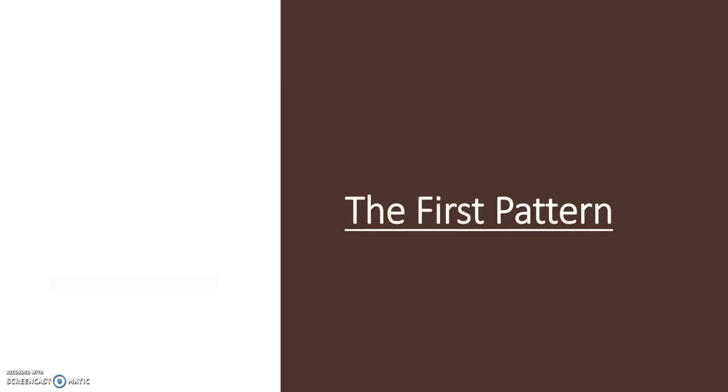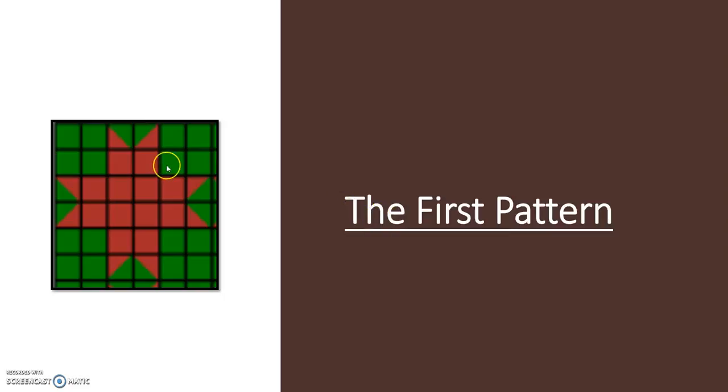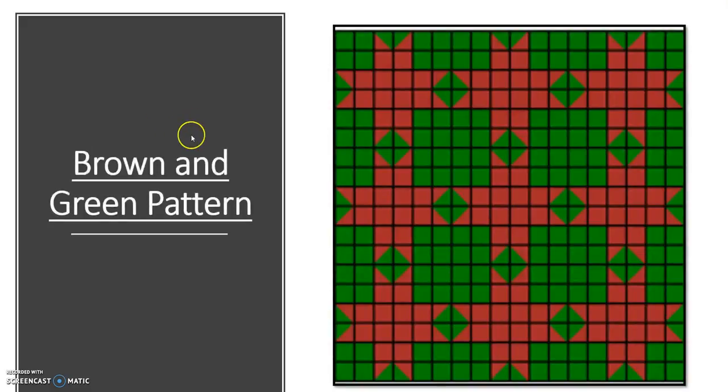Okay, moving on. So the first pattern that I did is basically this. I have to make a small block, a flower-like pattern, and I have to make 3x3 of these small ones. So here's the end pattern of it, the brown and green pattern. Later I will demonstrate how this pattern works and how the turtle actually makes it. Moving on.